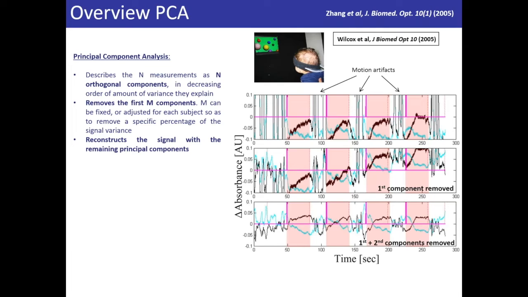But this is of course not something we want, right? We want to keep the brain activation, but remove the artifacts at the same time. And especially in adults, since the main source of variance may not be motion artifacts as much as in infants, this method may not be ideal.